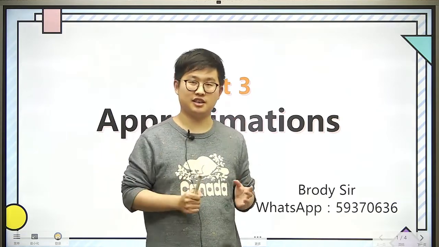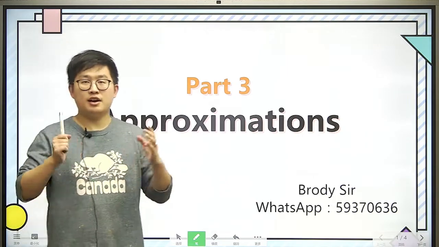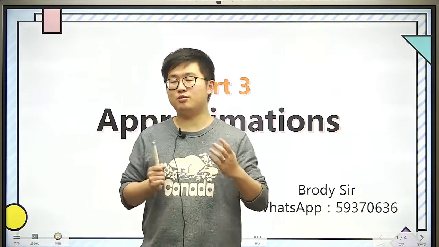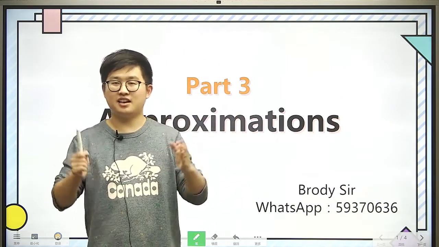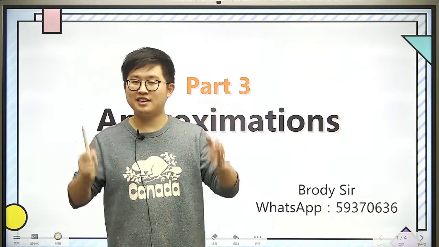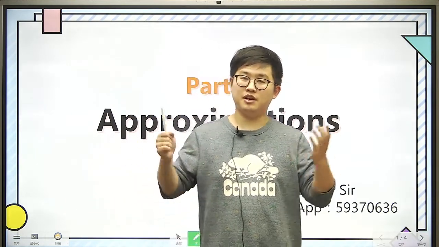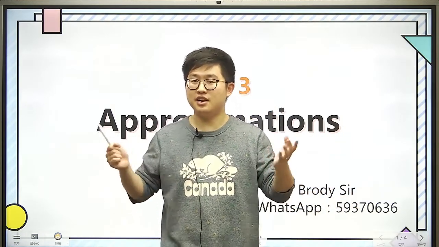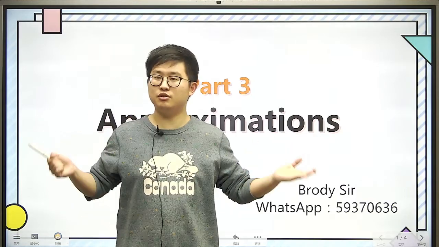Alright, now it's come to part 3, which is approximations. Approximations are used when we don't want to know the exact value or the exact amount of something. We just need to know how many it is likely, right? For example, when we are talking about the population of the whole world, we will say 7 billion. Of course, this number is not accurate, but it will do, right?